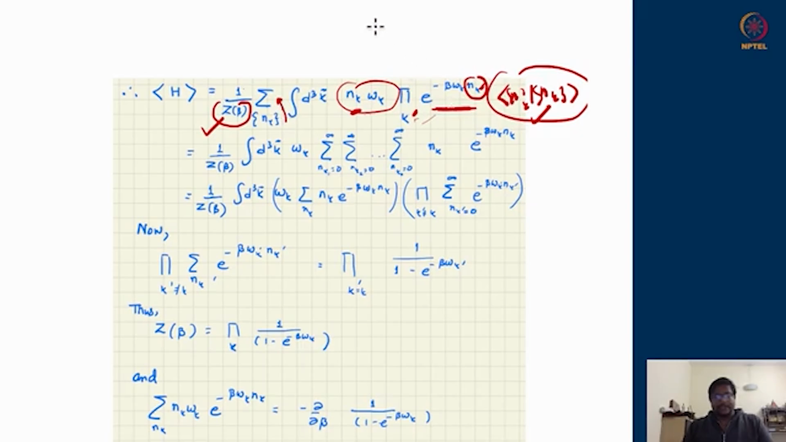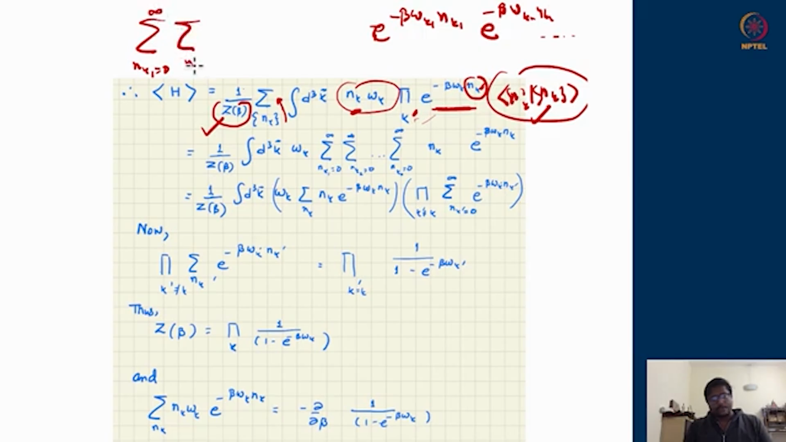So this will be a summation, this product means e to the power minus beta omega k1 nk1 times e to the power minus beta omega k2 nk2, and similarly all the exponentials. And then there is a summation of all possibilities of nk1 running from 0 to infinity, nk2 running from 0 to infinity, nk3 running from 0 to infinity, and so on. And this whole collection space of possibility is collectively written over here.